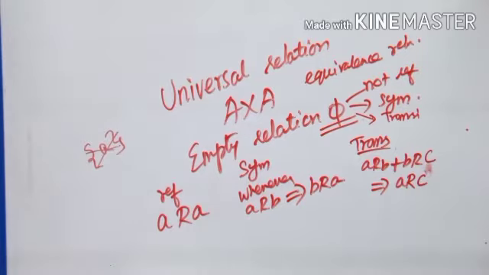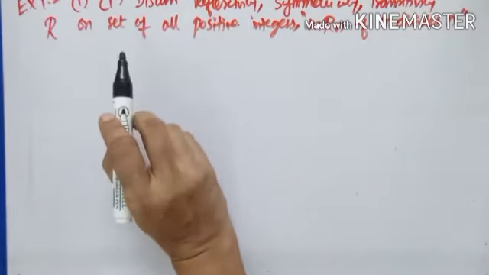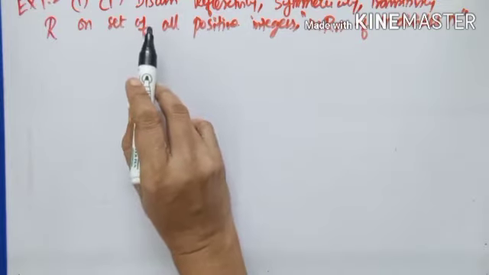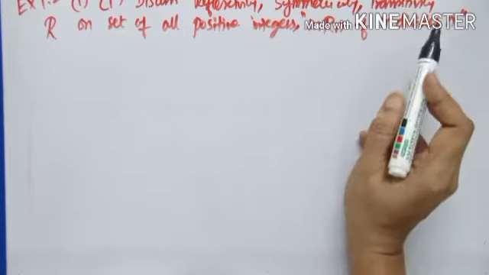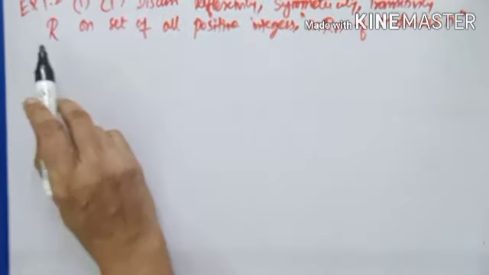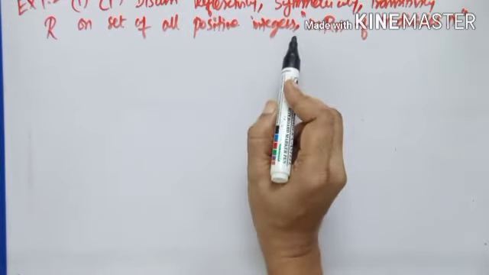Now we'll go on to the exercise problems and discuss this relation idea in depth. Exercise 1.2, question number 1, subsection 1. We need to discuss reflexivity, symmetricity and transitivity. The relation R is defined on the set of all positive integers.